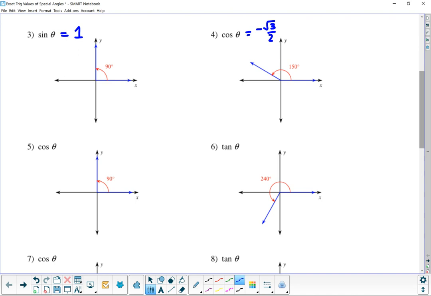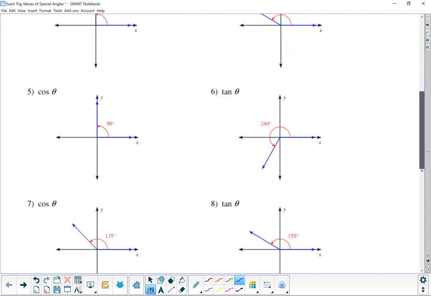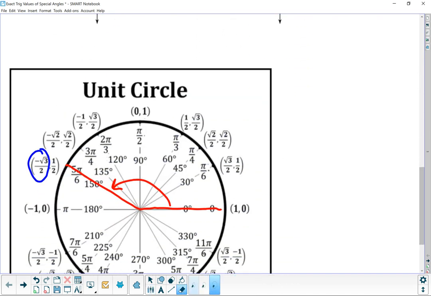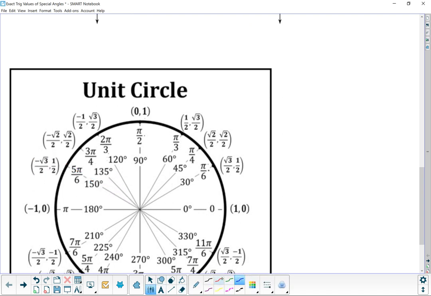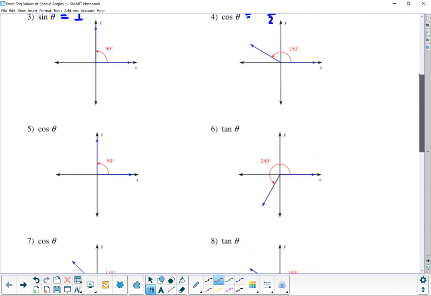Number 5, just like number 3, we want the cosine of 90 degrees. So again, I'm just going to go ahead and look at it. I'm not going to draw anymore. Cosine of 90 degrees, if you look at 90 degrees right here, cosine is going to be the x value, so that's going to be equal to 0.